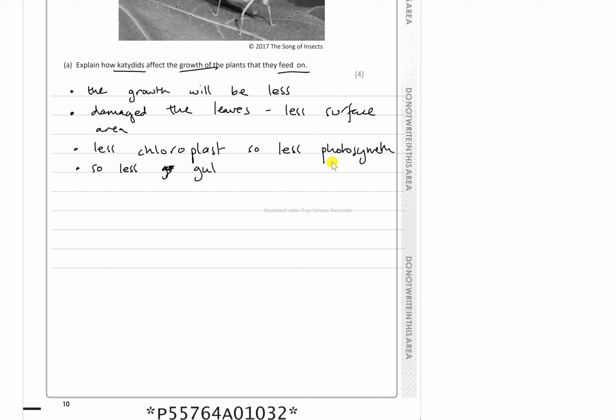Let's write. So less glucose for growth. Right. And also, do you know when you've cut the leaf, pathogens can get in and cause diseases in the plant.